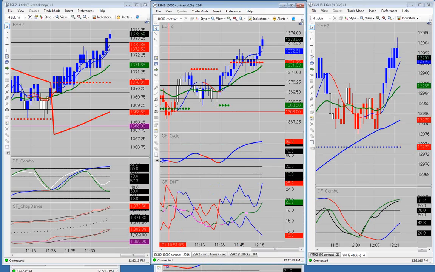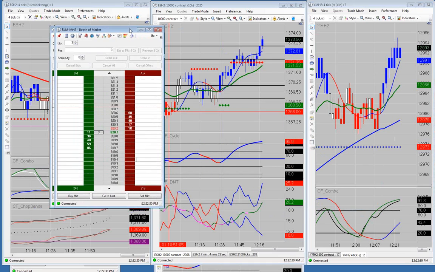I ended up break even on the morning, personally. I started with the Russell. Let me bring up my Russell DOM. I started with the Russell and I lost a couple of trades, and then I won a couple of trades, and then I stayed out of it because it got really messy in there. But where is my Russell DOM? It's way over here now.